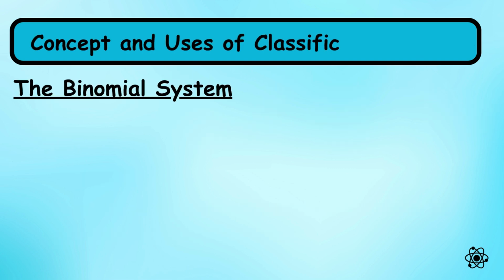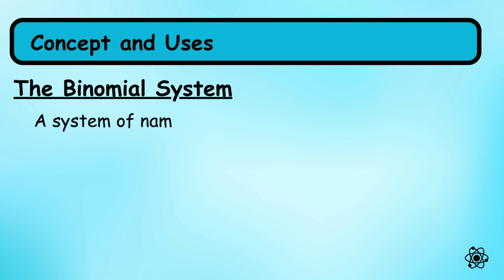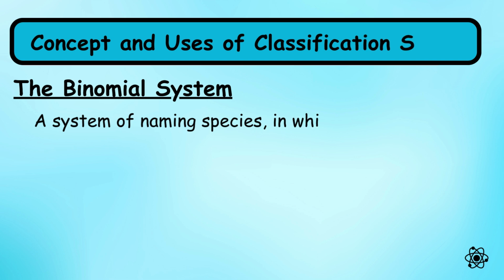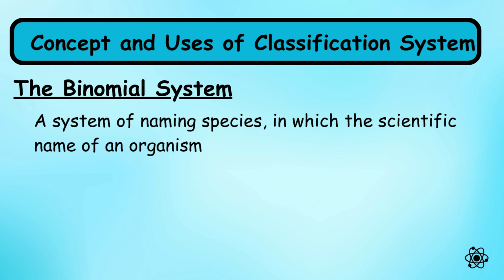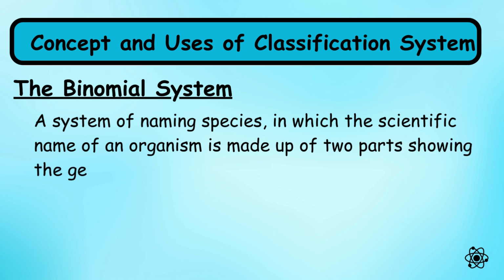Next, we must know what a binomial system is. The binomial system of naming species is an internationally agreed system in which the scientific name of an organism is made up of 2 parts, showing the genus and species. A genus is a group of related species. This system allows the subdivision of living organisms into smaller groups. The species in these groups have more and more features in common the more subdivided they get.